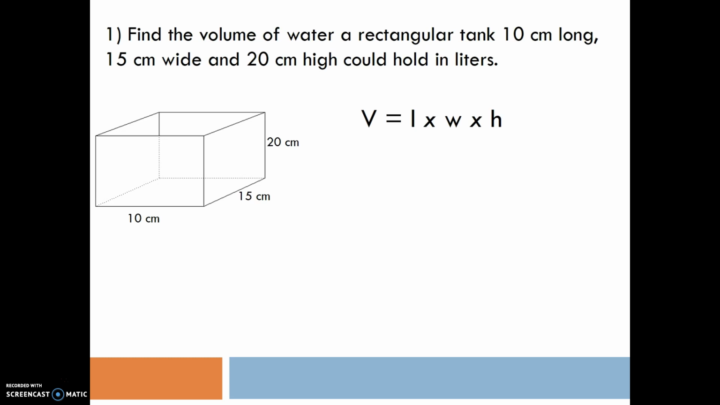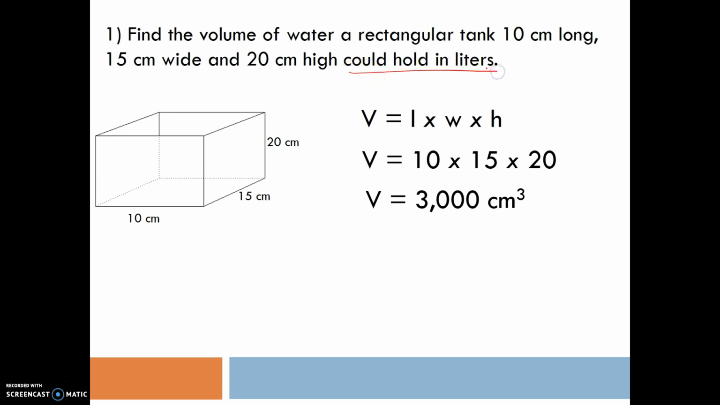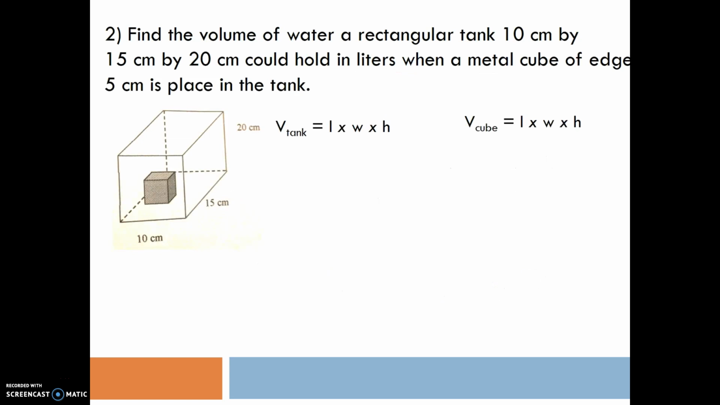Okay, so you should have hopefully filled in the volume formula at the top of the problem, and then filled in the variables. So we've got 10 times 15 times 20, and if we multiply that, we're going to get 3,000 centimeters cubed. But our question says, what could this tank hold in liters? So we want to convert that to liters. And so we're going to write our conversion formula. Remember, our centimeters cubed will cross out, and now we have 3,000 divided by 1,000, and that's going to equal 3 liters.